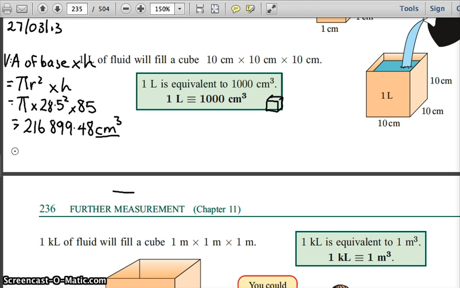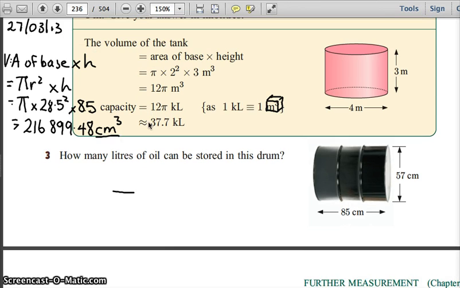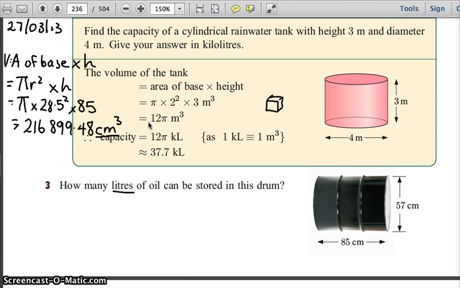What shall we do with 216,899? What will the answer give you, rather than what's the actual answer? What metric unit will it give you? Litres. It'll give you litres, won't it? And if we scroll back to our question, that's what our question's asking. How many litres? There we are.